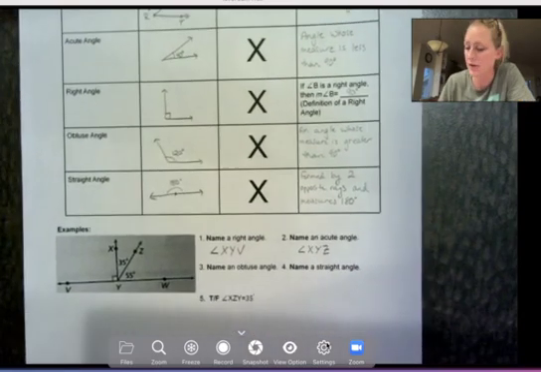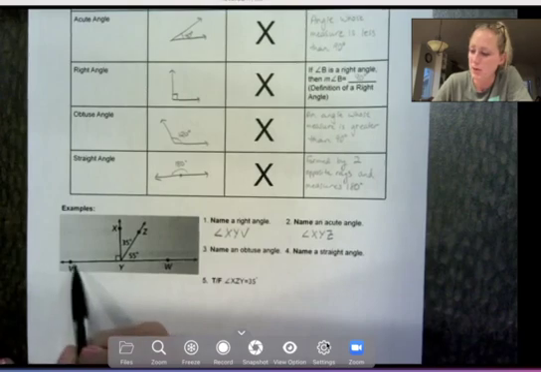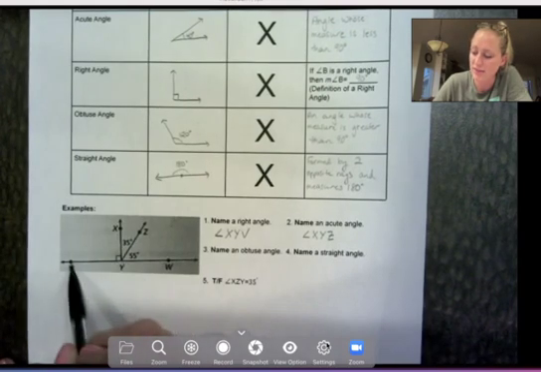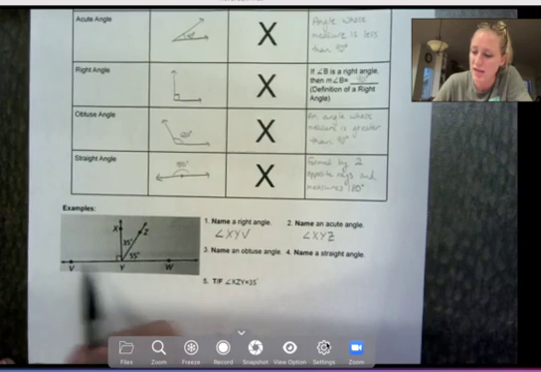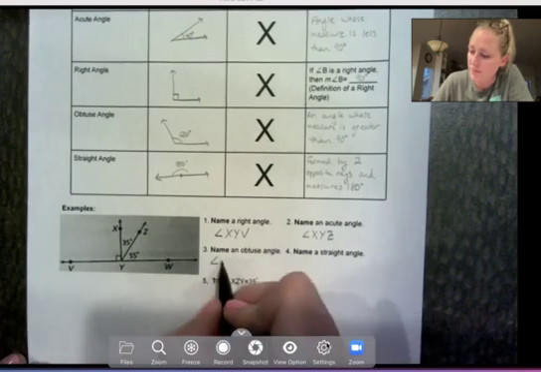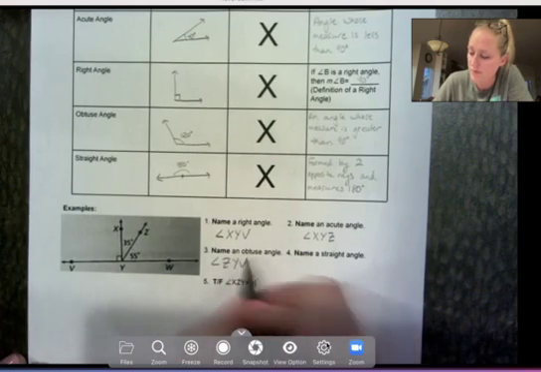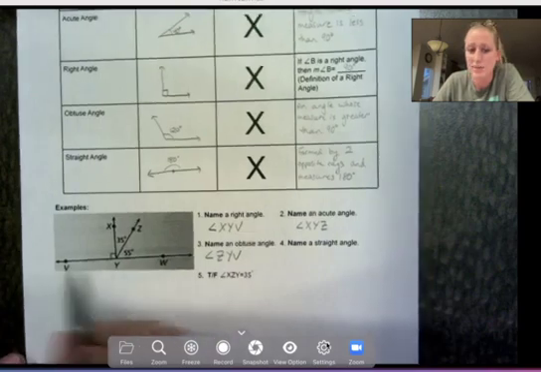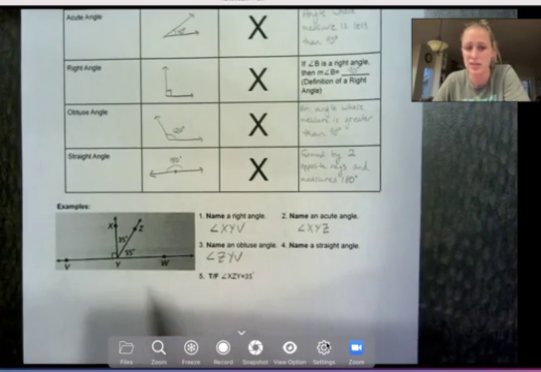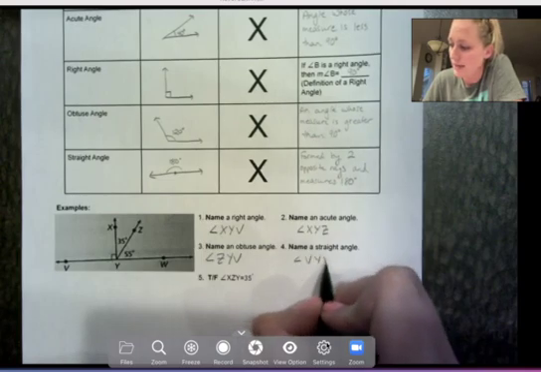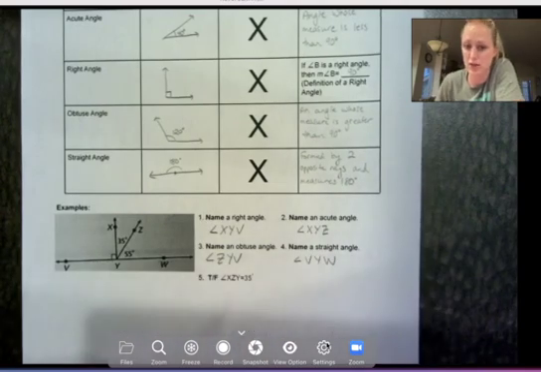Okay, obtuse angle, something bigger than 90. So I'm going to include the 90 and the 35. So I've got this big angle here. I'm going to call this one ZYV. Okay, straight angle is all across here. Again, I'm going to use 3 letters, Y being the vertex. So angle VY to W would be a straight angle.